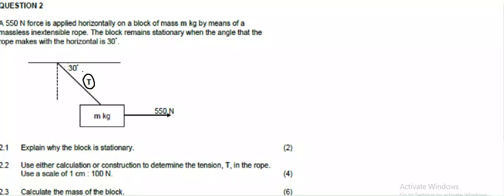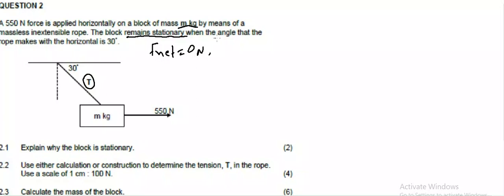Now let's focus on this question. A 550 newton force is applied horizontally on a block of mass m kg by means of a massless inextensible rope. The block remains stationary. So when the block remains stationary, we know that the net force is equal to 0 newtons. Once the net force is equal to 0 newtons, we know that the object is not moving, and the diagram that we're supposed to draw is the closed vector diagram.